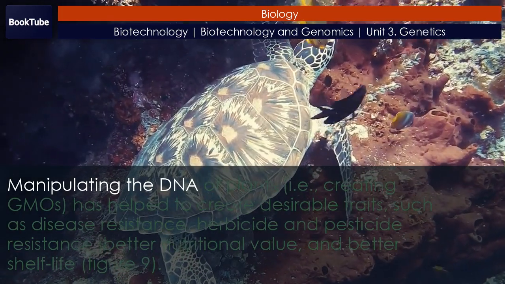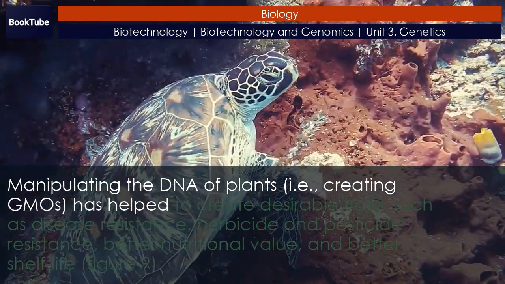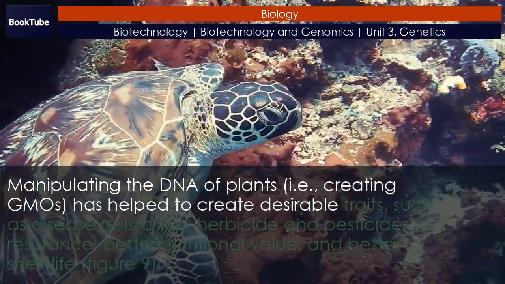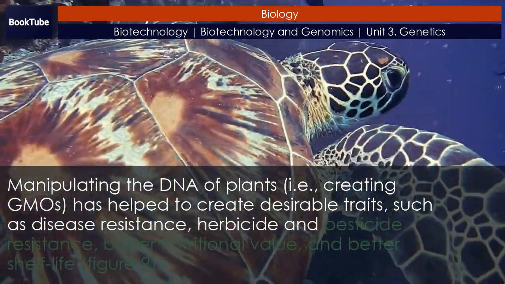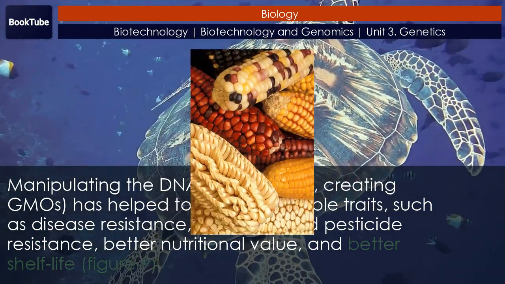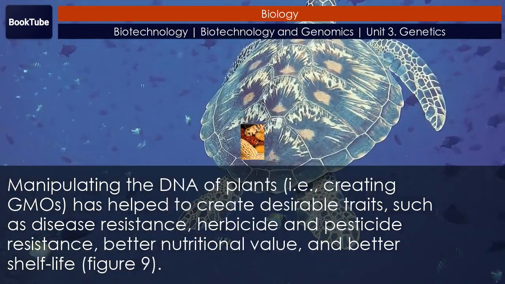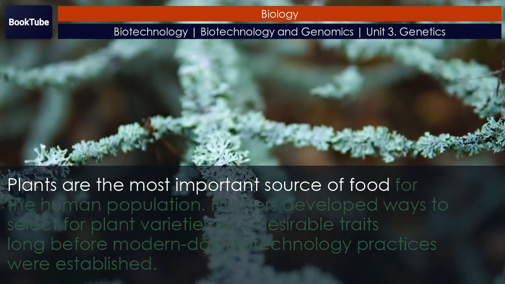Manipulating the DNA of plants, i.e., creating GMOs, has helped to create desirable traits, such as disease resistance, herbicide and pesticide resistance, better nutritional value, and better shelf life. Figure 9. Plants are the most important source of food for the human population.